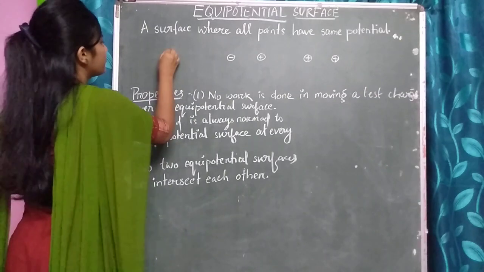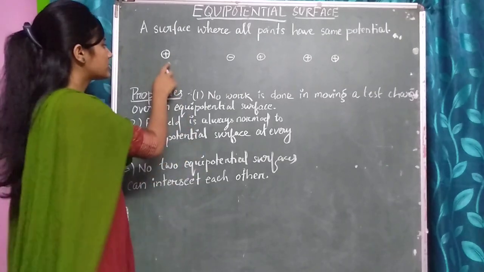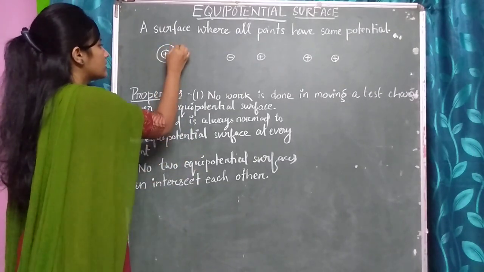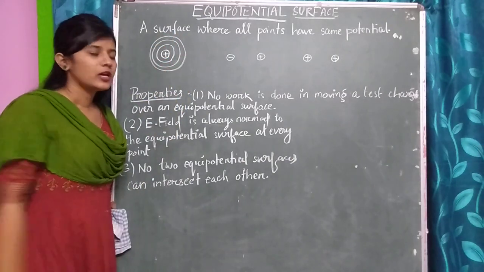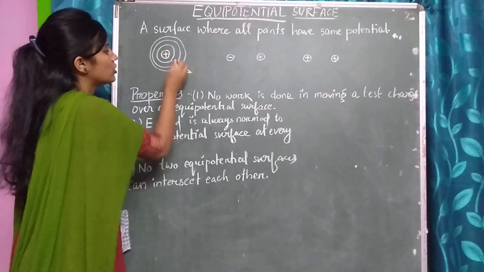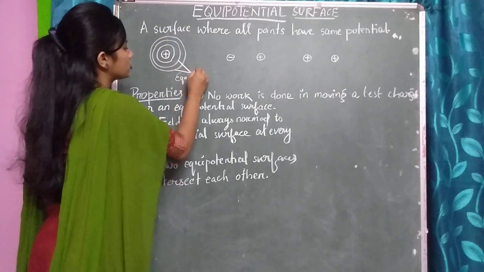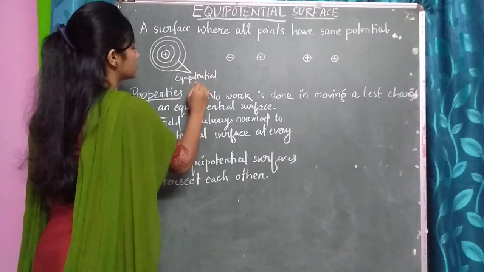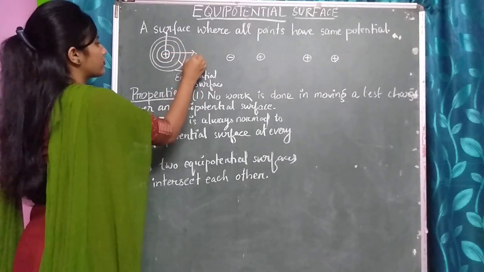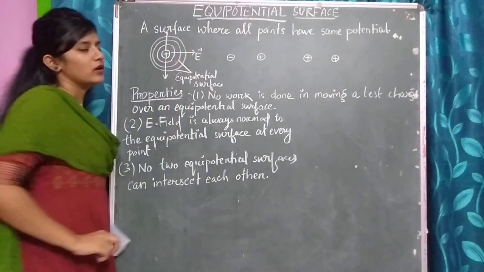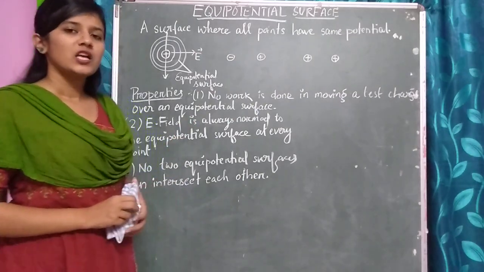That is V, if I write for a positive charge. So what are the equipotential surfaces for this point charge? These concentric spherical surfaces represent the equipotential surfaces. These spheres represent an equipotential surface, and I can represent the electric field direction like this. For different configurations, we will have different kinds of equipotential surfaces.